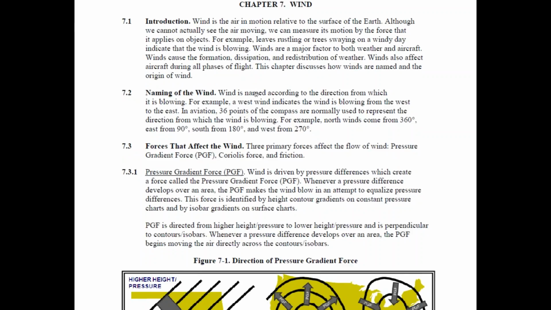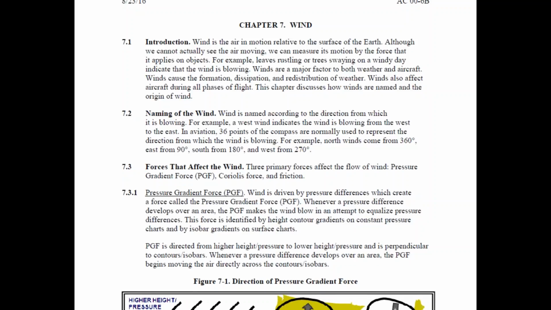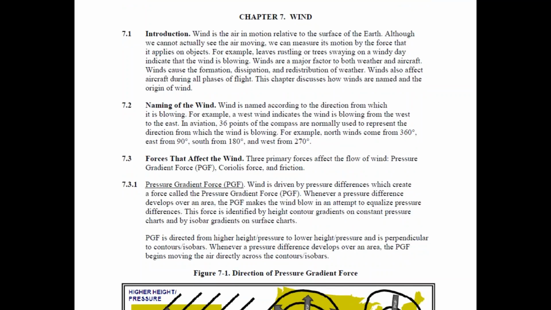Now we're going to talk about wind. Everybody knows what wind is. Wind is the air in motion relative to the surface of the earth. Although we can't actually see air moving, we can measure its motion by the force that it applies on objects. For example, leaves rustling or trees swaying on a windy day indicate that the wind is blowing, in case we didn't know. Winds are a major factor to both weather and aircraft.